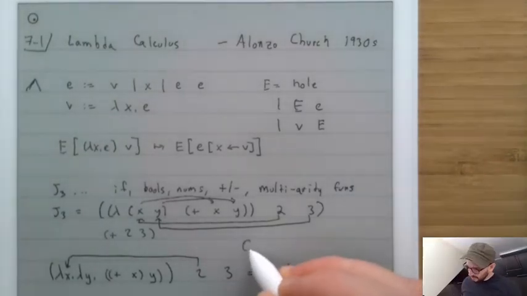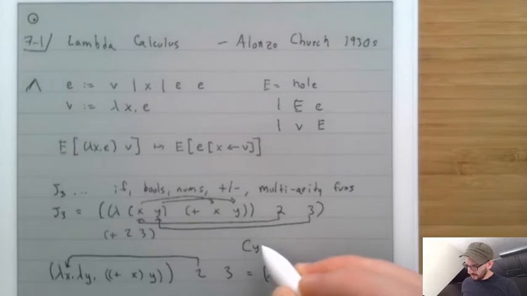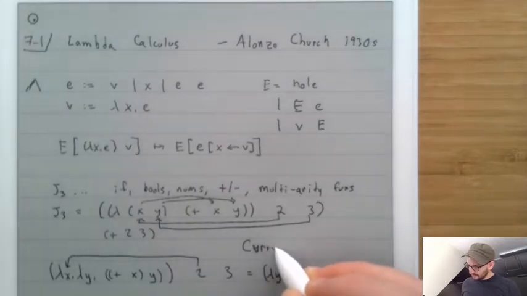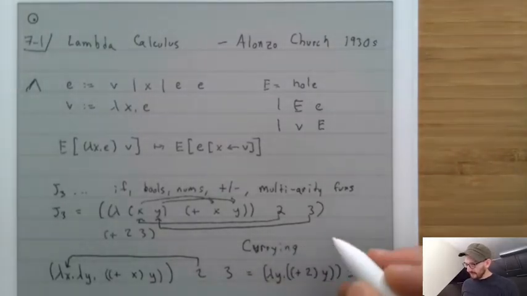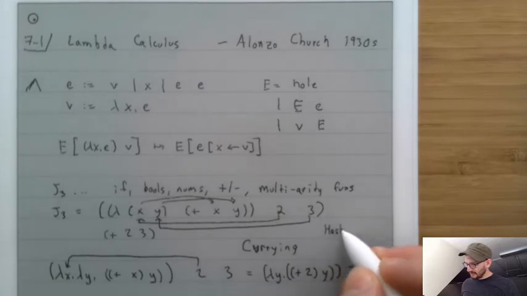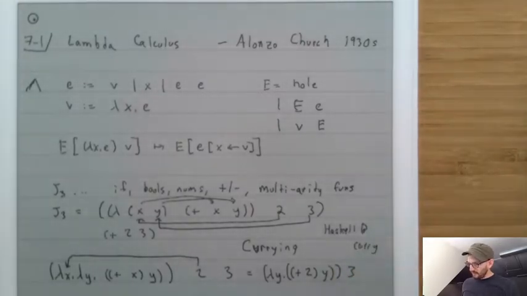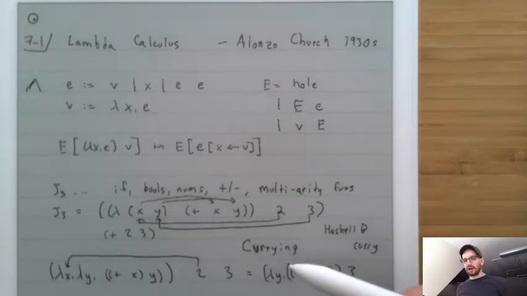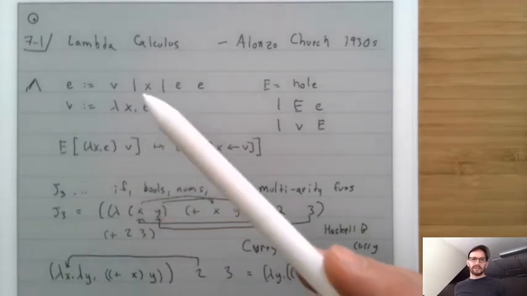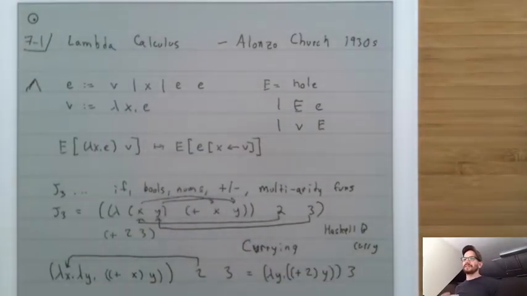This is called currying. It is named after Haskell B. Curry, who was an early researcher on the lambda calculus. Currying is the observation that unary functions, like the lambda calculus has, allow us to simulate multi-arity functions.